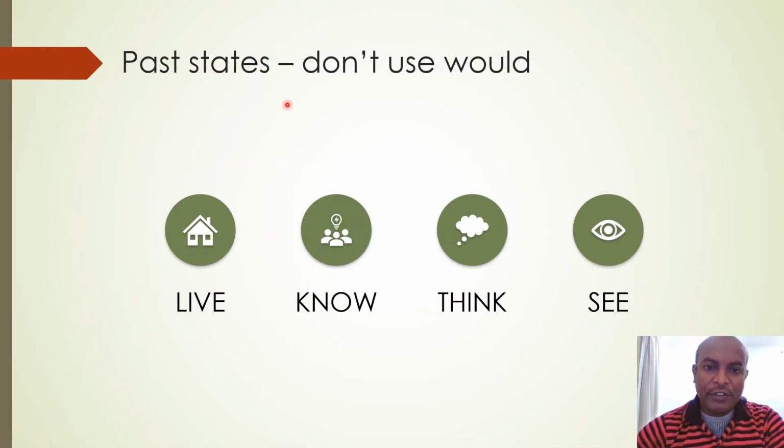Now, let's look at the differences between would and used to. Look at these verbs: live, know, think, and see. Words like these are state verbs, especially in past states. When you change them into past, we don't use would. So we can say I used to live in South Africa, but we can't say I would live in South Africa. In the same way, with all these state verbs in the past, we don't use would. But otherwise, used to and would have similar meaning.